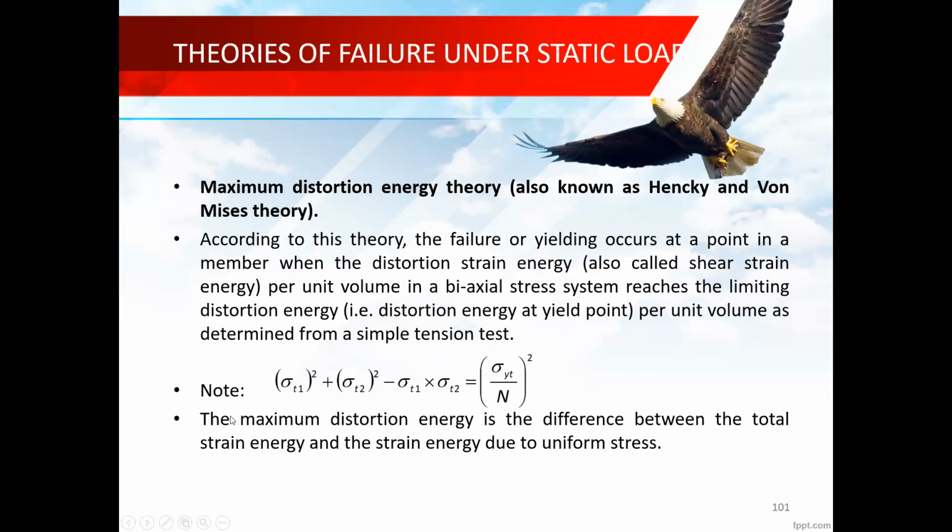So the maximum distortion energy is the difference between the total strain energy and the strain energy due to uniform stress. Okay? So we have no Mohr's circle here. Mohr's circle is in the combined stress topic.